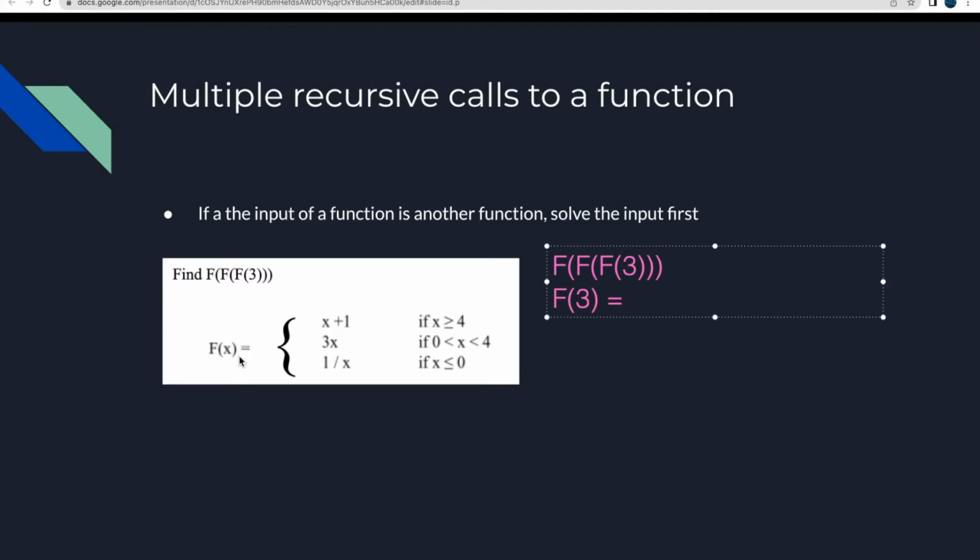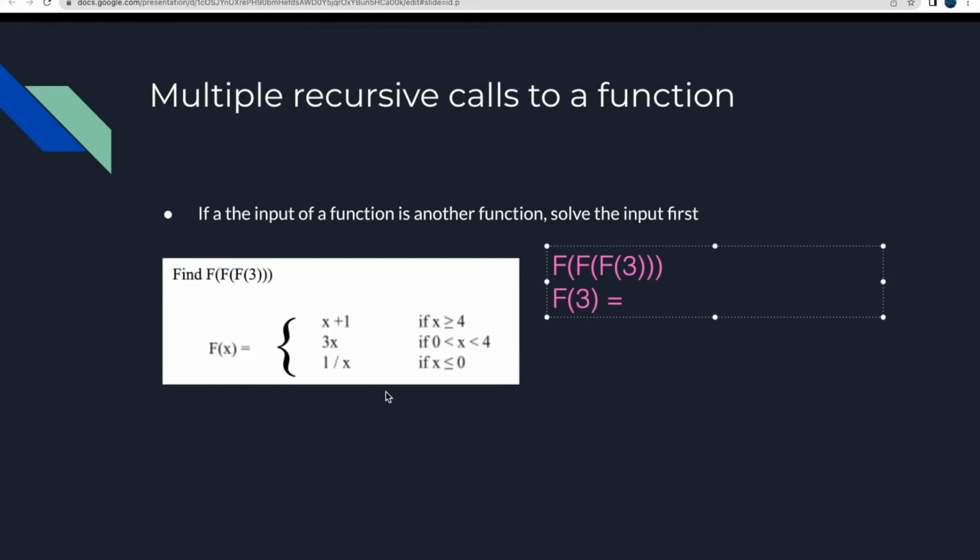And here we're defining the function f of x as: if x is greater than or equal to 4. Well, x isn't, so let's take a look at the next statement. If 0 is less than x is less than 4, well, this seems to fit. So our function is going to equal 3x.